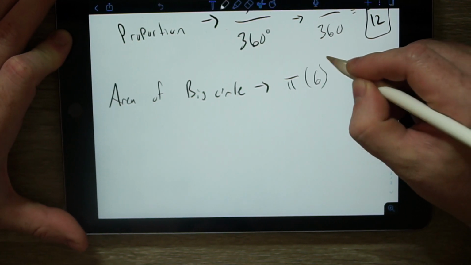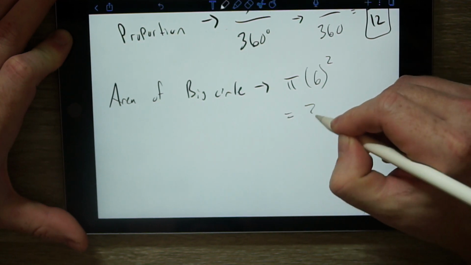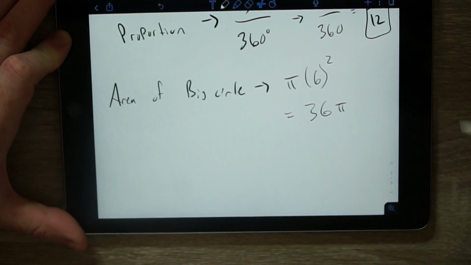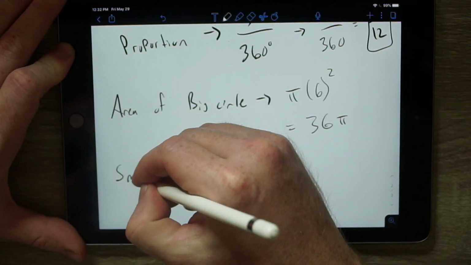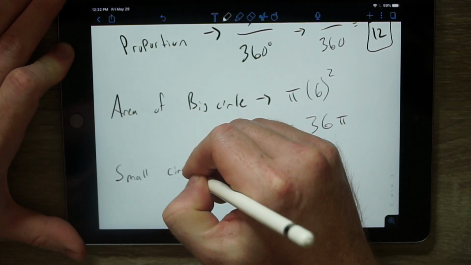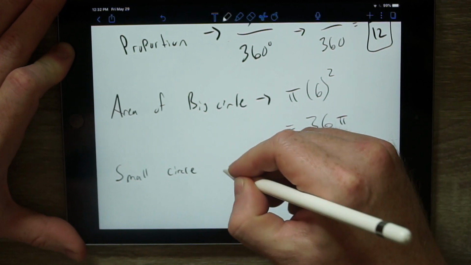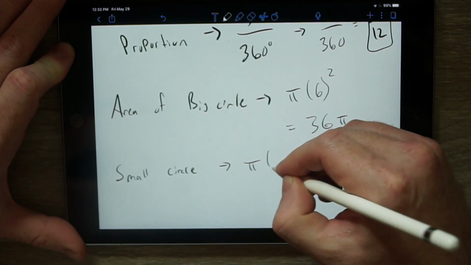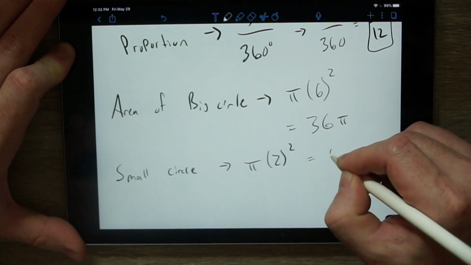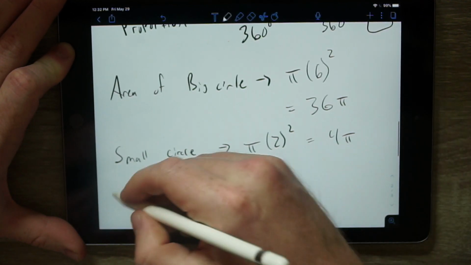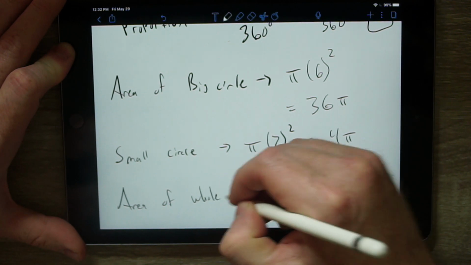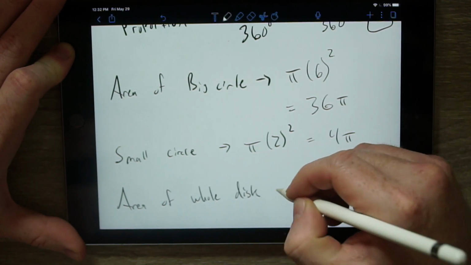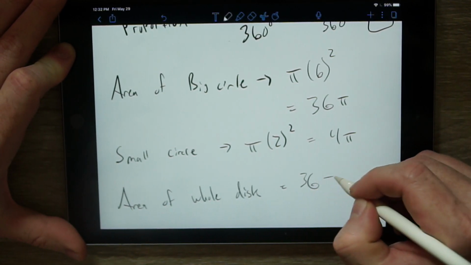Oh, did you already square? Is that what you said? You squared it? Yeah. Okay. Like that, right? Yeah. Okay. So then what about the small circle? 4 pi. Yep. So then the area of the whole disk would just be the difference between those two, right?